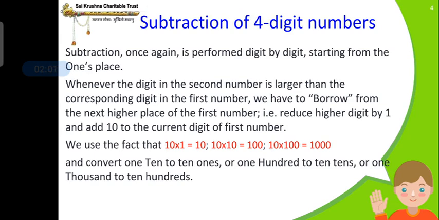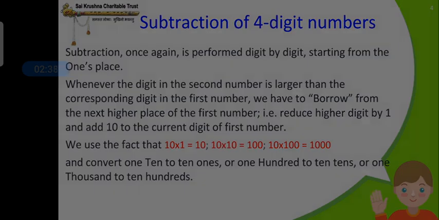So when the second number's digit is larger, you have to borrow from the next higher place of the first number. Therefore, you reduce the higher digit by 1 and add 10 to the current digit of the first number. We use the fact that 10 into 1 is 10, 10 into 10 is 100, and 10 into 100 is 1000, to convert 10 to 10 ones, 100 to 10 tens, or 1000 to 10 hundreds. About this I will be explaining.